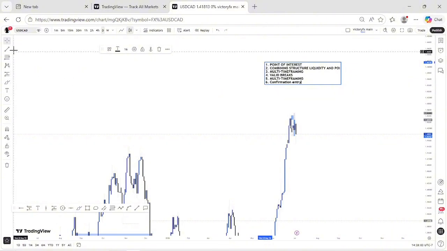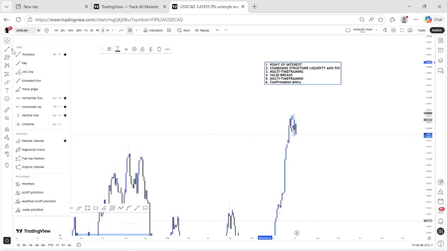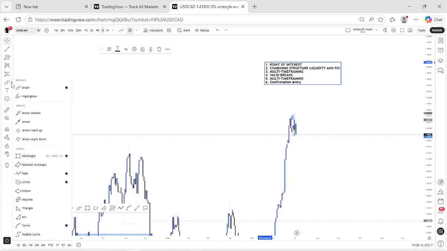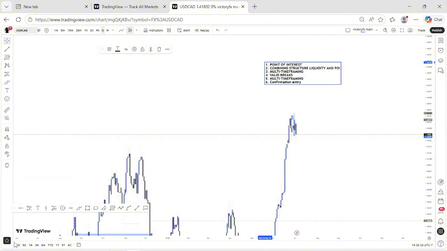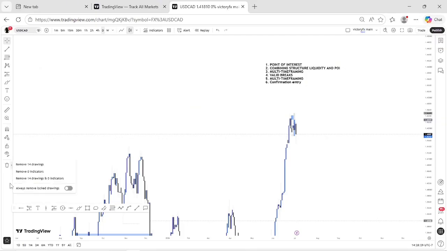I should bring out my favorite drawing tools here. They should be somewhere here. Okay, see them here.